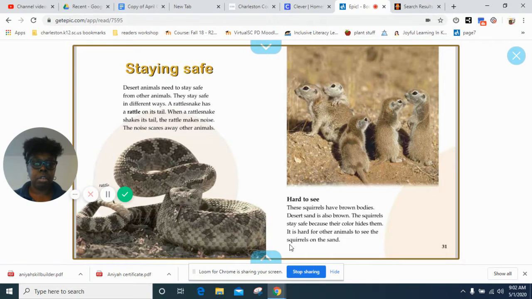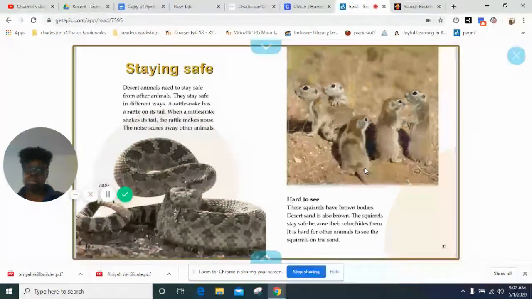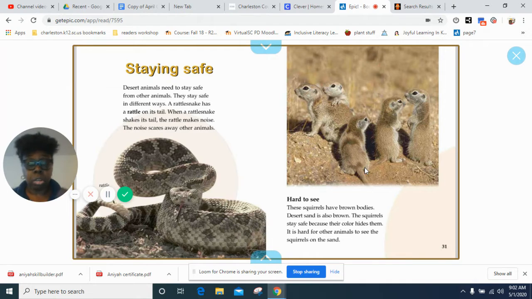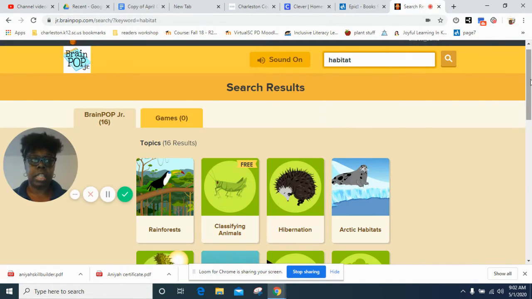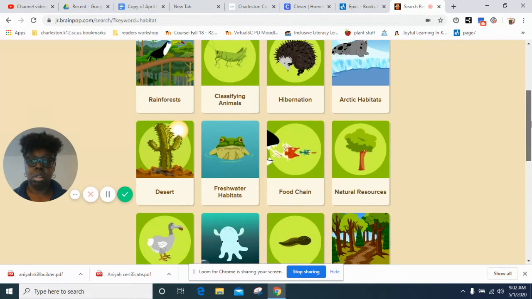Staying safe. These squirrels have brown bodies. Desert sand is also brown. The squirrels stay safe because their color hides them. It is hard for other animals to see the squirrels on the sand. And so they called them squirrels. But they look the same to me. What do you think? Maybe. You might have to do an investigation to find out what those are.